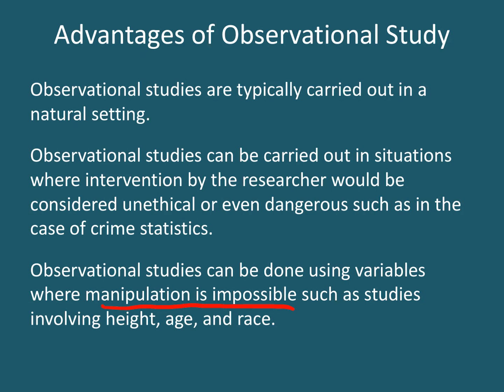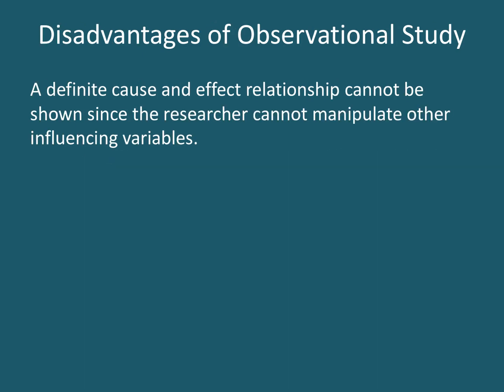Now, although we have these advantages, there are certainly some disadvantages. One disadvantage of observational studies is that a definite cause and effect relationship cannot be shown, since the researcher cannot manipulate other influencing variables. What if there was something about this study that was actually throwing off the data and not creating an accurate picture? Well, then the researcher, based on an observational study, cannot intervene. I know the word manipulate can be kind of a negative word, but in other ways it can be a positive thing, depending on the situation.